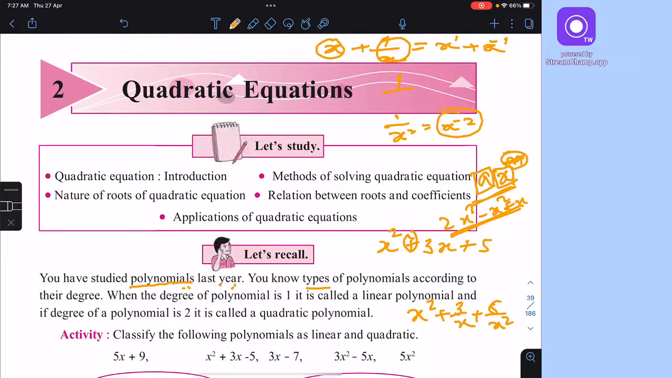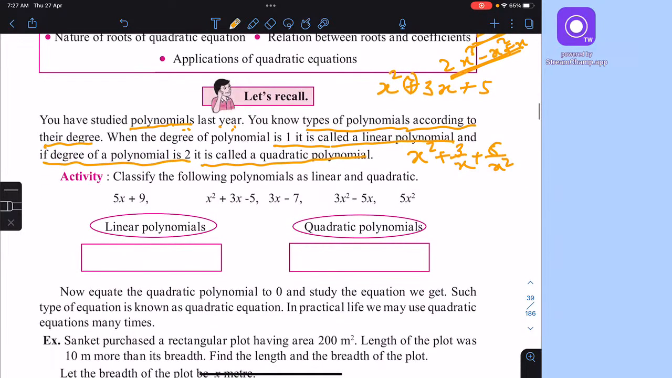You know types of polynomials according to their degree. When the degree of a polynomial is 1, it is called a linear polynomial, and if the degree of a polynomial is 2, it is called a quadratic polynomial. Say for example, here 5x plus 9, degree of x is 1, degree of 9 is 0. Degree of 9 means in the term 9, the degree of the variable x is 0, and therefore the maximum degree of the variable x is 1, so it is a linear polynomial. You can write in this box 5x plus 9.